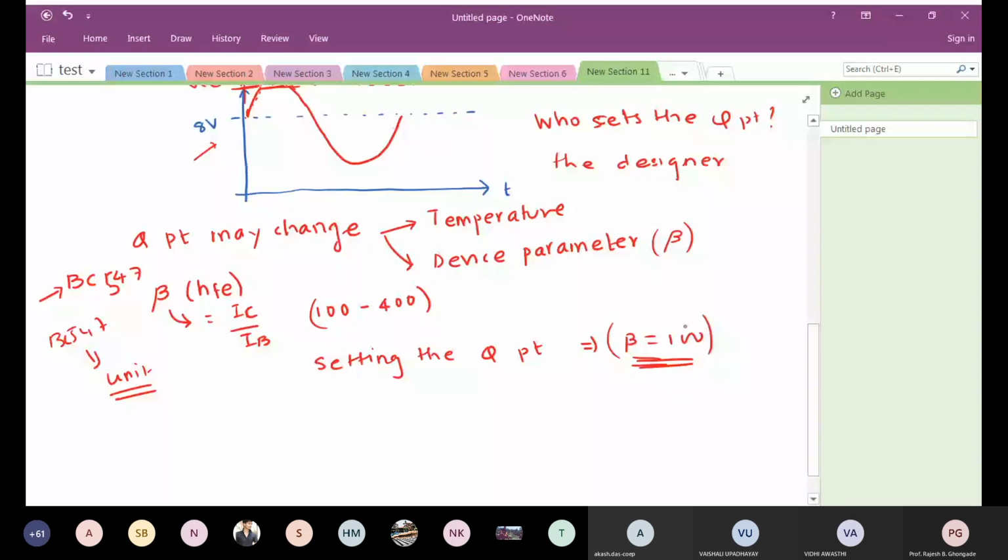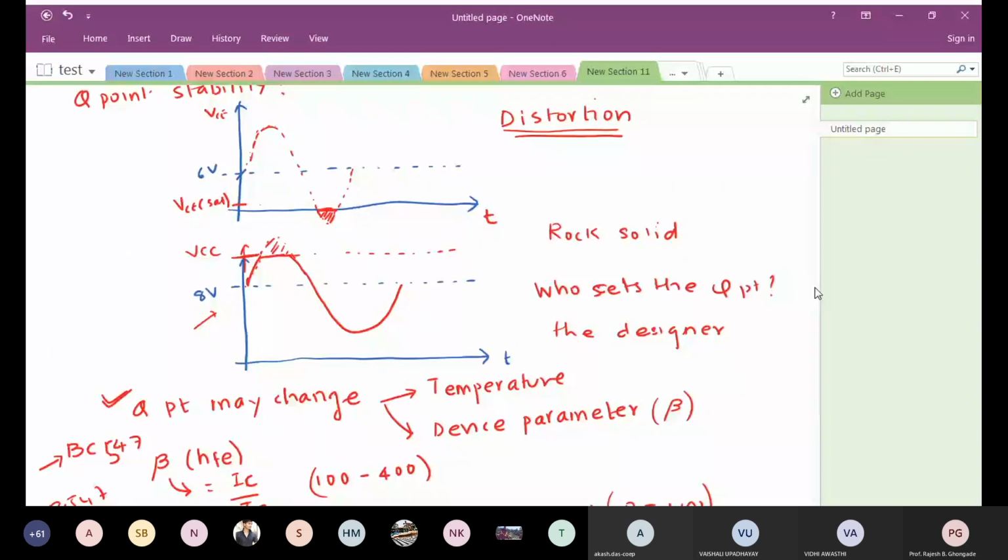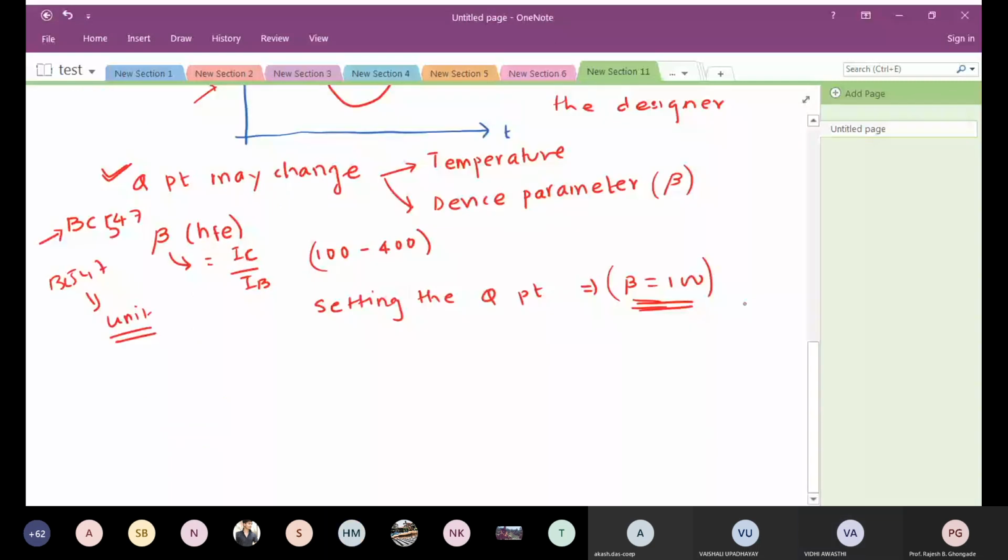So that is the reason you have to understand exactly what a Q point is, why the Q point may change, and what are the disastrous effects of a change in the Q point. Have you understood this, guys? Yes, sir. Okay. Now let us go and study this in a little bit more detail. All right, so let's start with the new section.